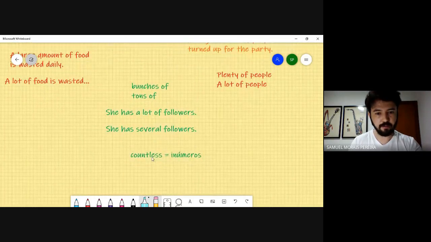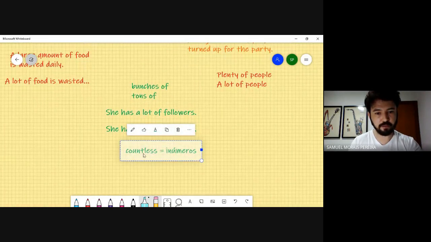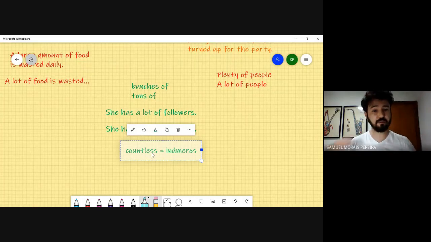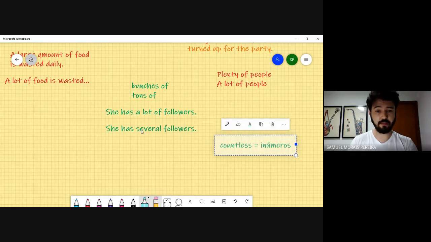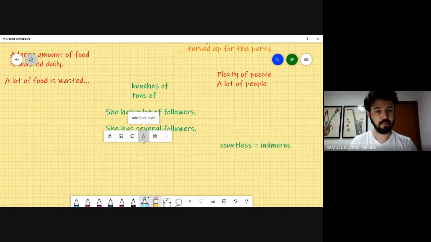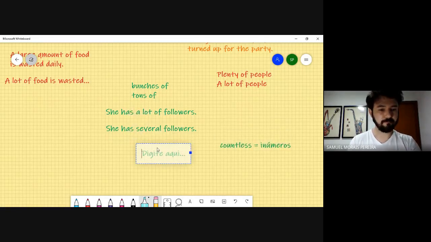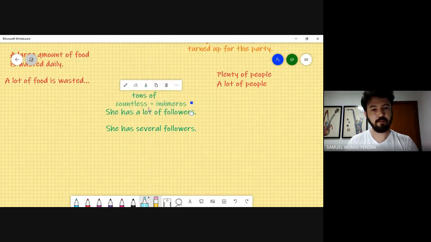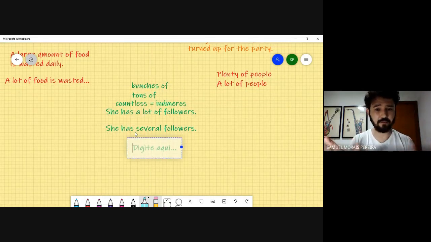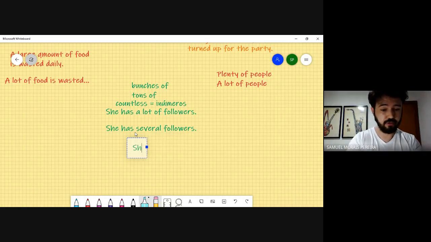Take a look. Countless vem do verbo contar, ó. Count. Less quer dizer sem. Tipo, é tanto que você não consegue nem contar. É countless, ó. She has countless followers. Sei lá. She has countless characteristics. I don't know. So you could also use countless. And you could also use these expressions here. Tons of, for example. Ela tem toneladas de amigos, ó, de seguidores. She has tons of followers.